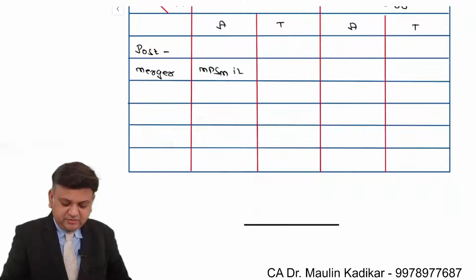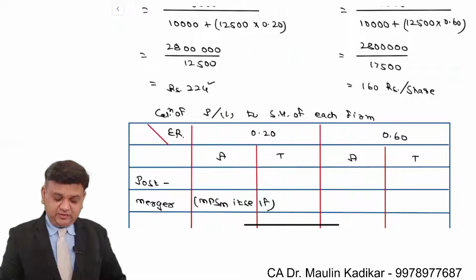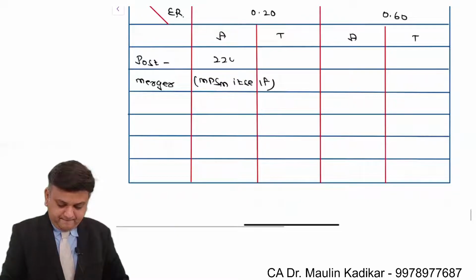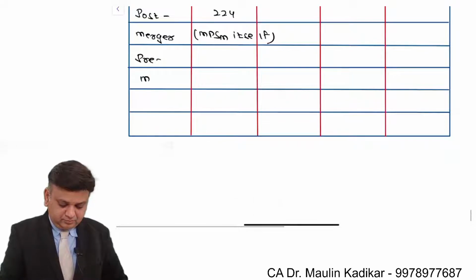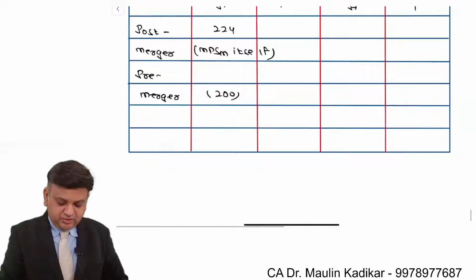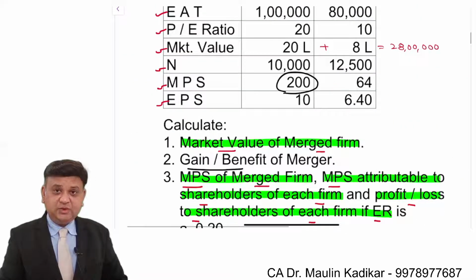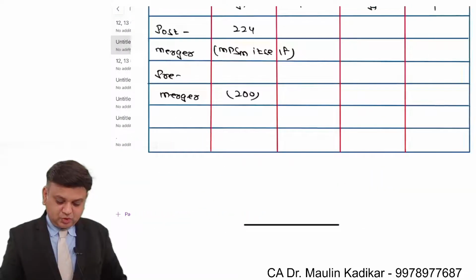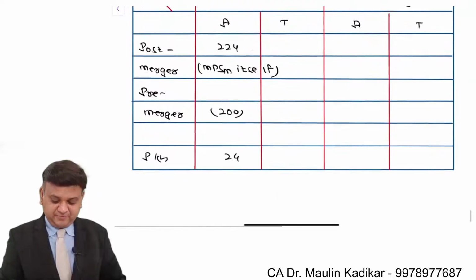Post-merger, it is the MPS of the merged firm itself. In case of the exchange ratio 0.20, it is 224. It will be compared with the pre-merger, which is an amount of rupees 200. That is this one. So 224 minus 200, that is the way we have profit or loss, that is a profit of rupees 24.